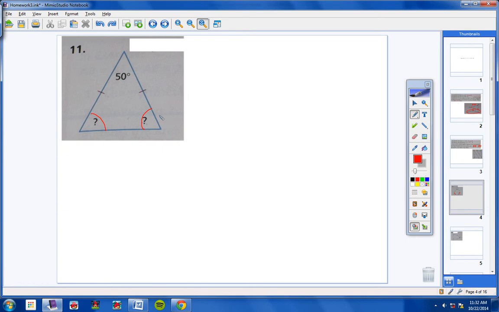Now, having said that, let's take 180, because all three of these angles are interior angles, so they have to add up to 180. Let's subtract out the 50 degrees, and we're left with 130. So these two angles have to add up to 130, and they're congruent. So divided by 2, each angle is 65 degrees. Okay? Both of those angles.